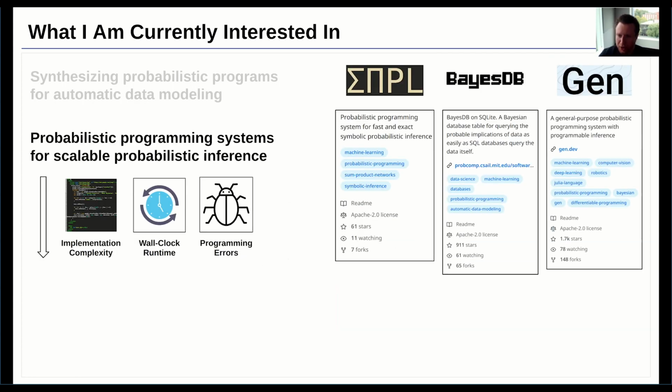A second application area that I work in is more on the programming languages and systems engineering side, which is building specialized systems that aim to reduce the implementation complexity of probabilistic programs, reduce their wall clock runtime, and reduce the programming errors that show up in these very complicated probabilistic modeling and inference pipelines.